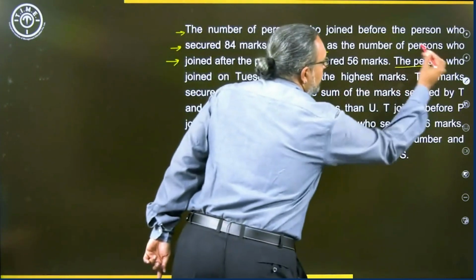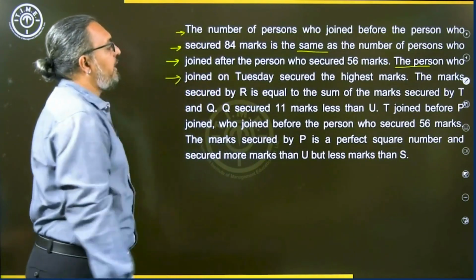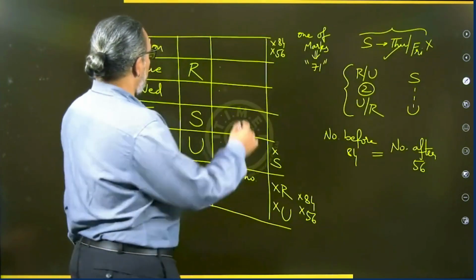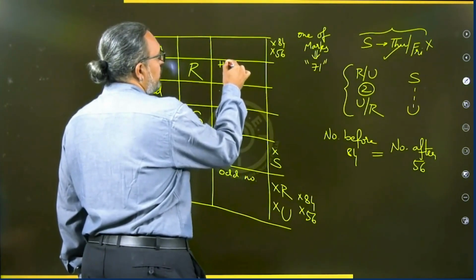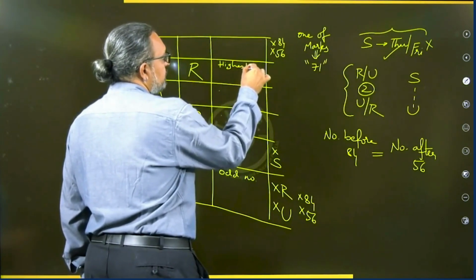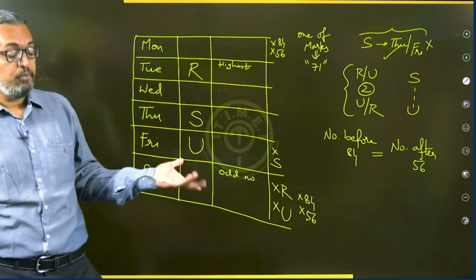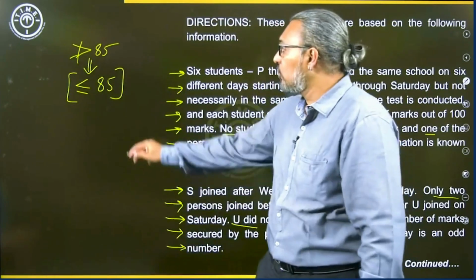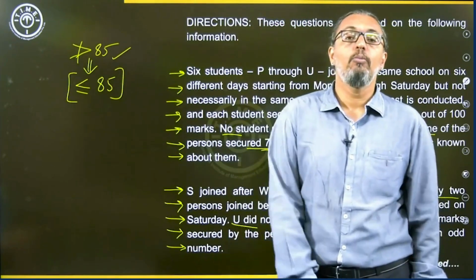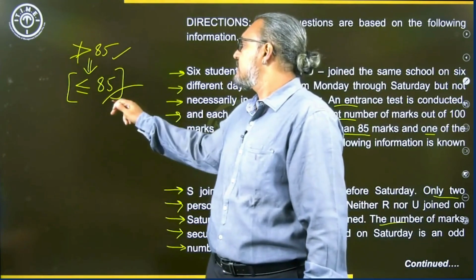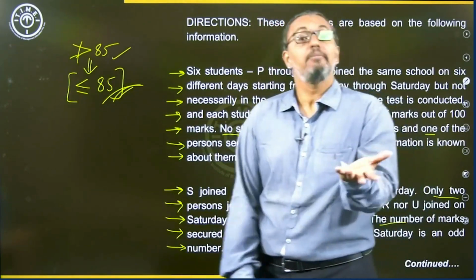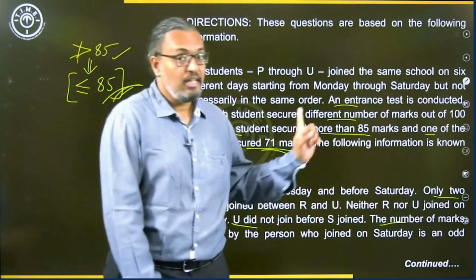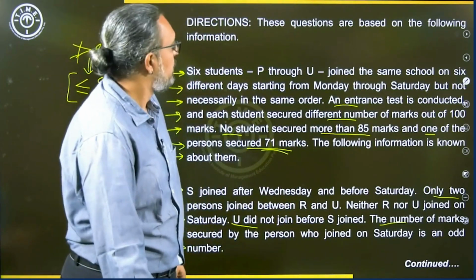Then the person who joined on a Tuesday secured the highest marks. So on Tuesday you should get the highest. Maybe 84 is the highest, because we know the marks are not more than 85. No one scored more than 85, that means less than or equal to 85. That doesn't mean 84 is the highest, because 85 can also happen. So we will see, because he never said 84 is the highest. Correct? Right.